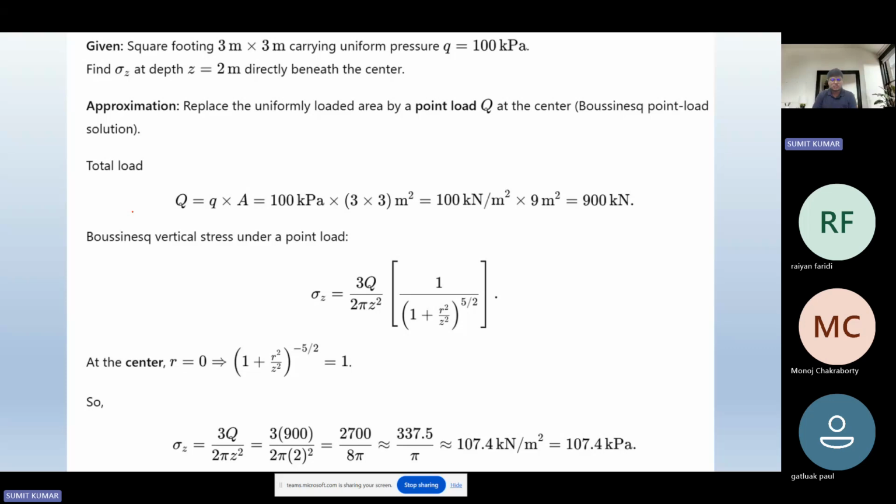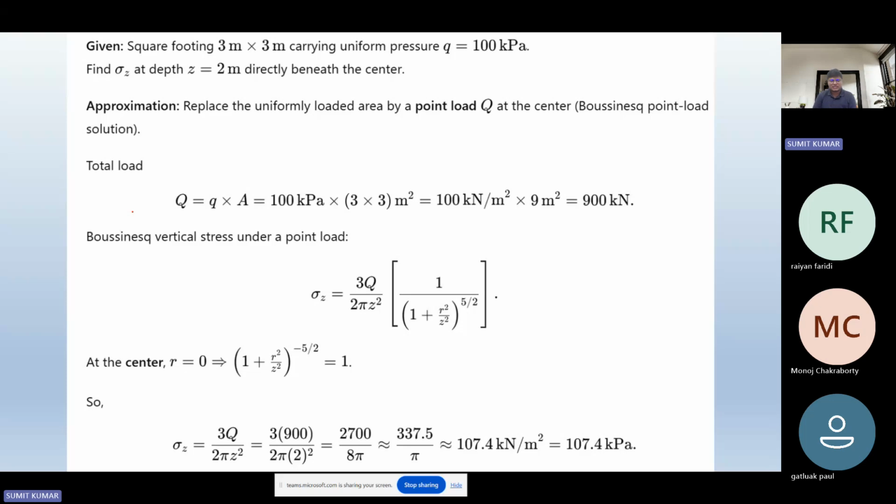Now we use the Boussinesq equation, 3Q by 2 pi z square, into 1 by 1 plus r square by z square, to the power 5 by 2. Over here, it is already mentioned that we have to calculate the stress directly beneath the center. So the value of r is going to be 0. Hence, 1 plus r square by z square becomes 1 because r is 0. So r square by z square becomes 0, and 1 to the power minus 5 by 2 is 1 only. Hence, we need to calculate sigma z as 3Q by 2 pi z square only.